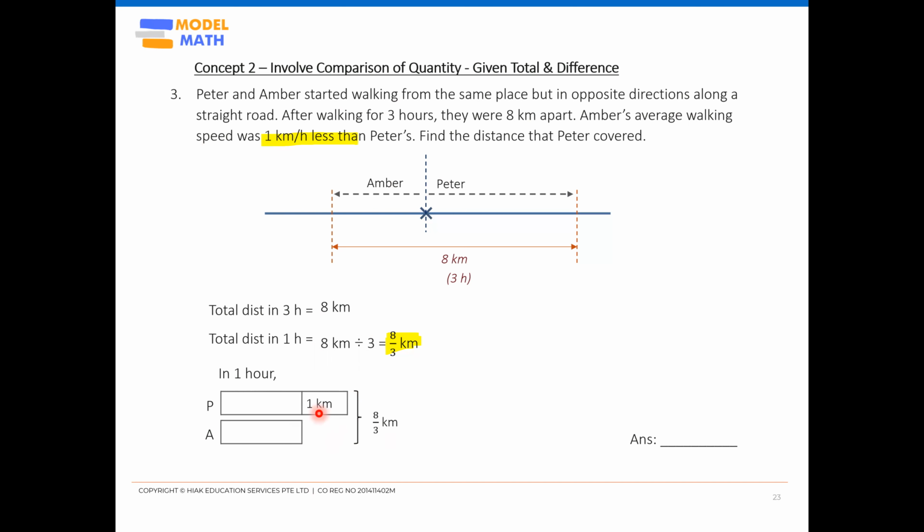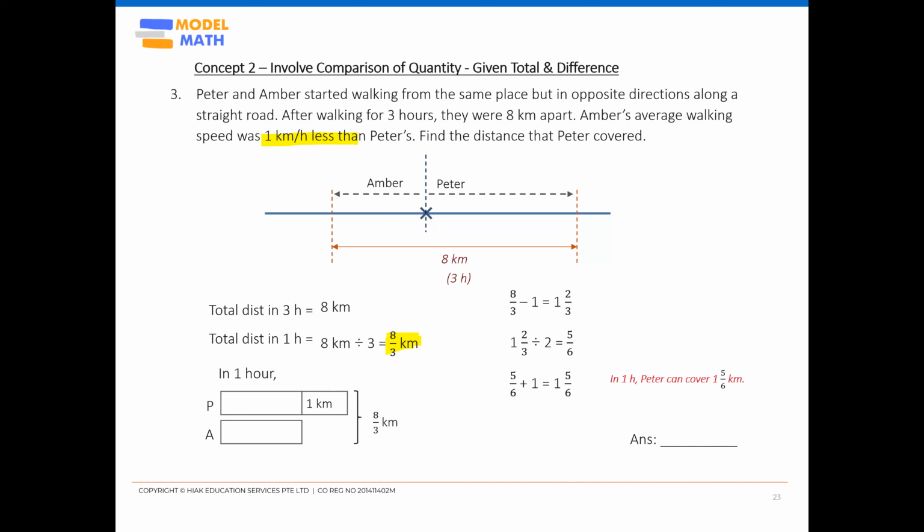From there, as we can see, it's just taking away 1 kilometer, just remove the 1 km. And this 1 whole and 2/3 km will be for our 2 units here. So just divide by 2. So 5 over 6 kilometers is for Amber. For Peter in 1 hour, it will just be 5/6 plus the 1 km here. So this is the distance that Peter has walked in 1 hour. In 1 hour, he can cover this much.